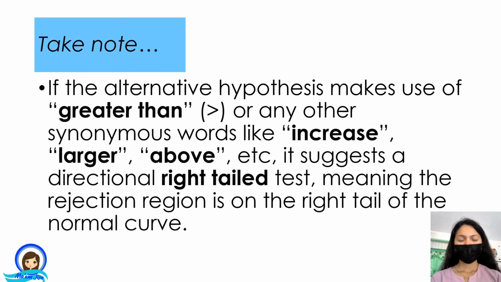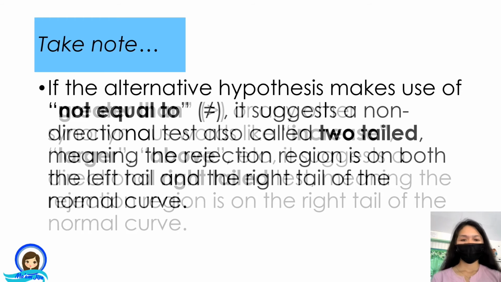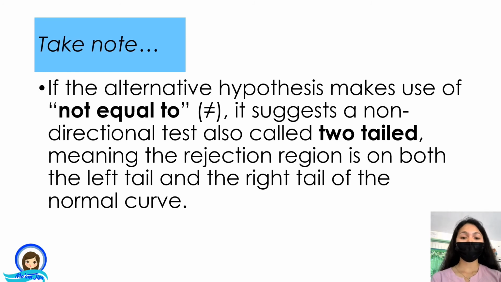If the alternative hypothesis makes use of greater than or any other synonymous words like increase, larger, above, to the right, etc., it suggests a directional right-tail test, meaning the rejection region is on the right tail of the normal curve. If the alternative hypothesis makes use of not equal to, it suggests a non-directional test, also called two-tail, meaning the rejection region is on both the left tail and the right tail of the normal curve. So my dear students, you just have to take note of the words being used because it will give you a hint whether the given hypothesis is a directional test or a non-directional test.